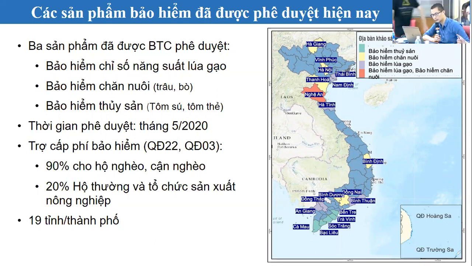Nhưng trong phạm vi trình bày của chúng tôi, chúng tôi sẽ tập trung vào các sản phẩm dựa trên các chính sách đã được ban hành, các chính sách hỗ trợ của chính phủ. Hiện nay có 3 sản phẩm. Đấy là sản phẩm bảo hiểm chỉ số năng suất lúa gạo. Sản phẩm này chúng ta áp dụng hình thức là bảo hiểm chỉ số năng suất.